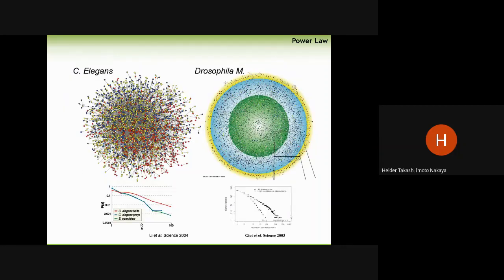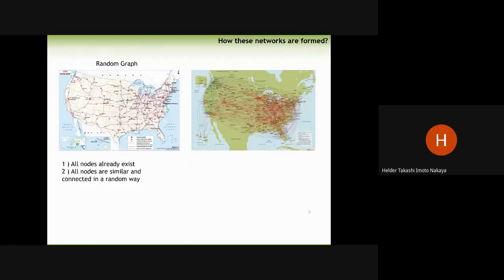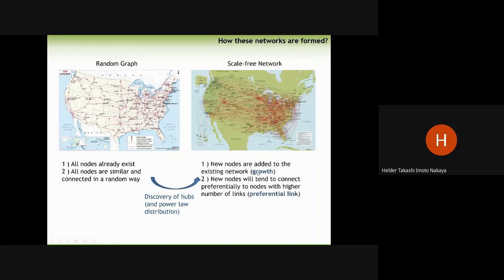So if you look at a biological network, you're going to see, for example, that C. elegans or Drosophila, if you connect all these biological components, they follow a power law distribution. And how are these networks formed? They usually begin with a random network that already exists, and then they grow. So one characteristic is that the network grows, and they do not grow at random.